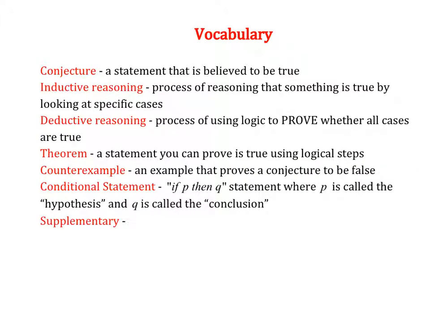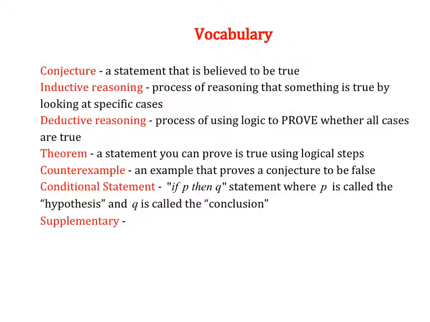Alright, so we're going to start with a little bit of vocabulary. First we have the word conjecture. A conjecture is just a statement that is believed to be true. That's the starting point for all of our reasoning and proof. We make some sort of conjecture, and then we're either going to use inductive reasoning or deductive reasoning to see if this conjecture is true or not. Inductive reasoning is the process of reasoning that something is true by looking at specific cases, while deductive reasoning is the process of using logic to prove whether all cases are true.